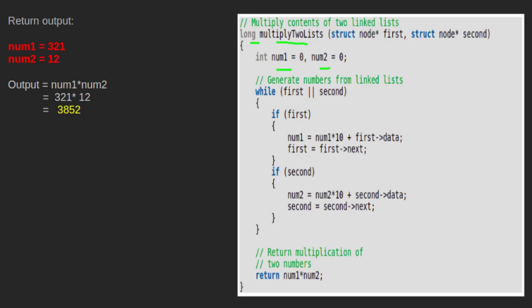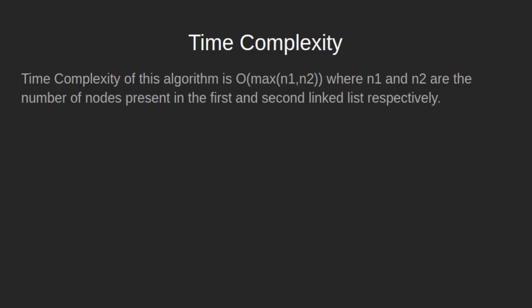Finally, we return the output by multiplying num1 and num2. After multiplication, we get the output as 3852. The time complexity of this algorithm is O of max of n1, n2, where n1 and n2 are the number of nodes present in the first and second linked list respectively.